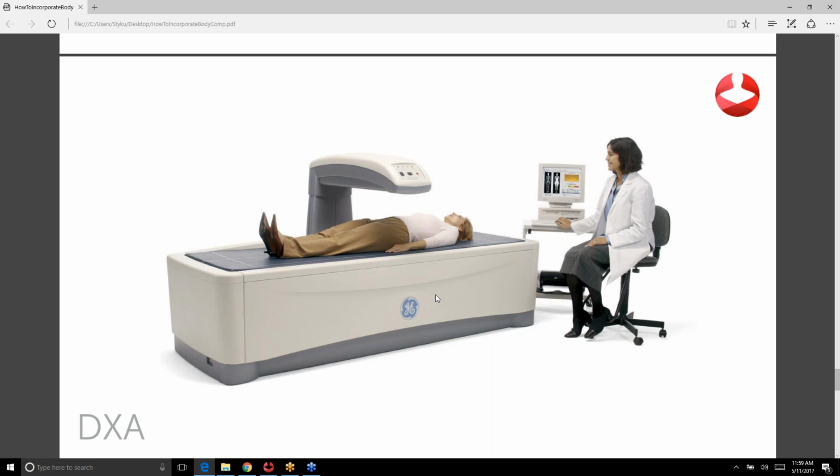So for the DEXA, you want to lay flat on the ground or flat on the table, and then it's going to move up and down with this device that's projecting X-rays into your body, and it's going to take about 6 minutes to do that. And the reason why I like to show DEXA is that not a lot of people have actually experienced DEXA before. So it's nice to get a visual of what it really does look like.